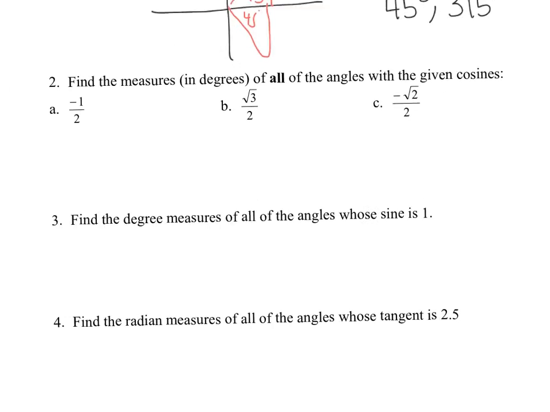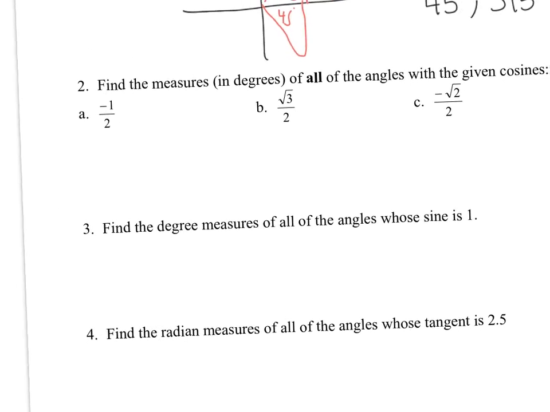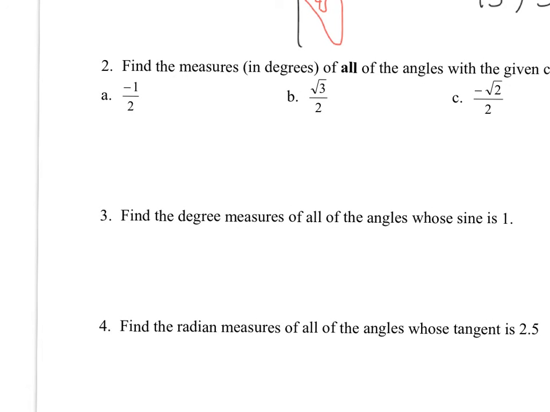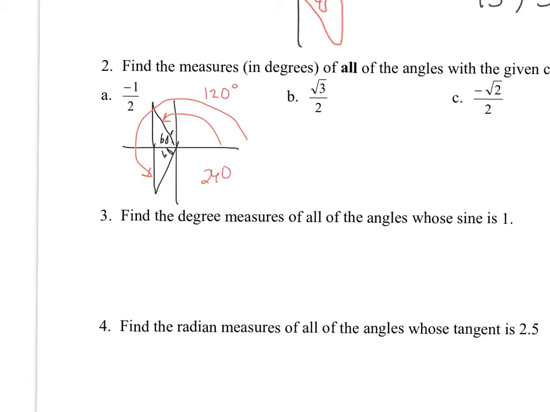Number 2, find the measure in degrees of all the angles with the given cosines. So with negative 1/2, we're talking about being in the second and third quadrant where the x is negative 1/2. And if you're familiar with the unit circle, this is going to make a 60-degree triangle, which means the angle is going to be 120 degrees, but cosine is also negative 1/2 down here where this reference triangle is 60 degrees. So this is going to be 180 plus 60, which is 240 degrees. So we have two answers.